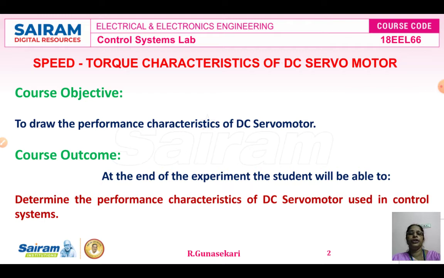Before we study the conduction and the connection of the speed torque characteristics of DC servo motor, we will learn about the course objective and the course outcome of this experiment. The course objective is to draw the performance characteristics of DC servo motor. The course outcome is that after we conduct this experiment, we will be able to know about the performance characteristics of a DC servo motor used in control systems.